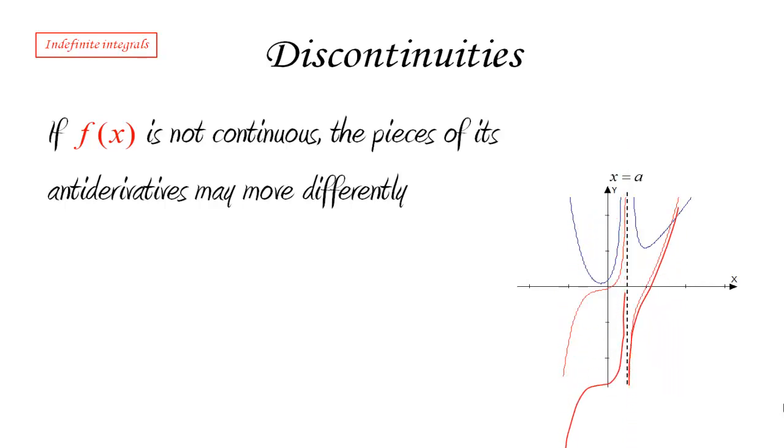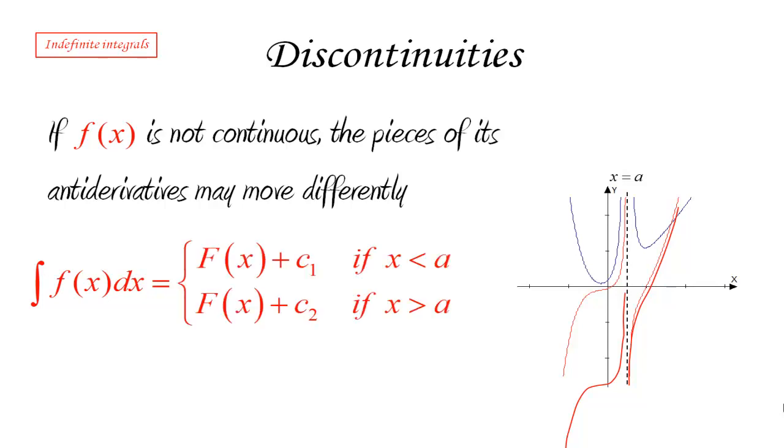I can move the left hand side down and the right hand side down as well, or wherever I want, and again I end up with a different antiderivative. So what that means is that when I have a discontinuity, the different pieces need to have different constants attached. So when I'm looking at the antiderivative of f of x, I cannot simply say that it's some capital F plus c, but I will have to say that it's going to be some capital F of x plus c1 if x is less than a, and capital F of x plus c2 if x is greater than a. So in other words, I can have two separate pieces be moved by different amounts.